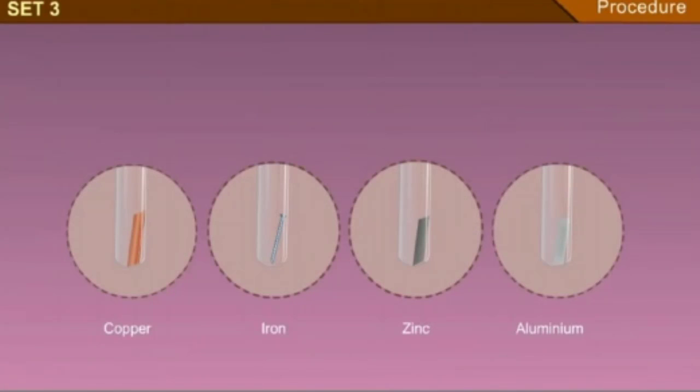Conclusions. 1. As aluminium metal reacts with zinc sulfate solution, therefore it is most reactive. 2. Zinc is more reactive than iron, which is already proved in set 2. 3. Iron is more reactive than copper, proved in set 1. 4. Copper is the least reactive metal, proved in set 1.